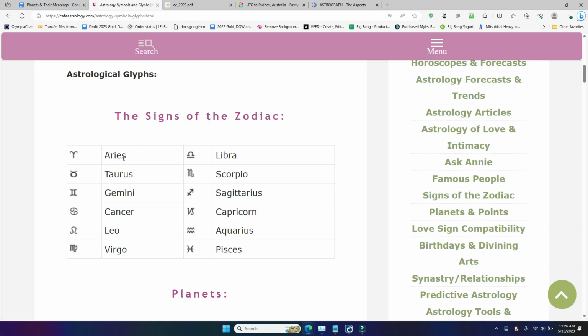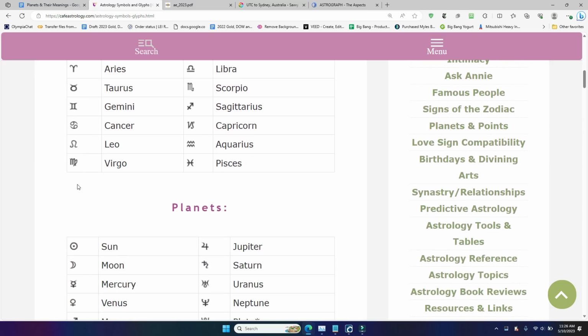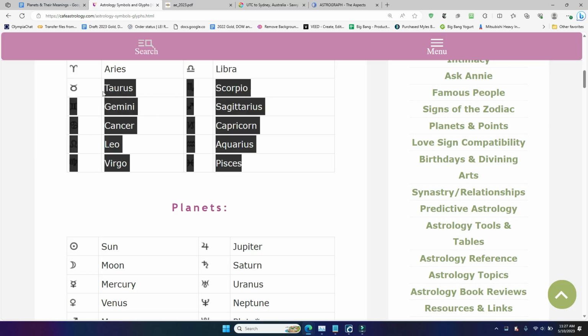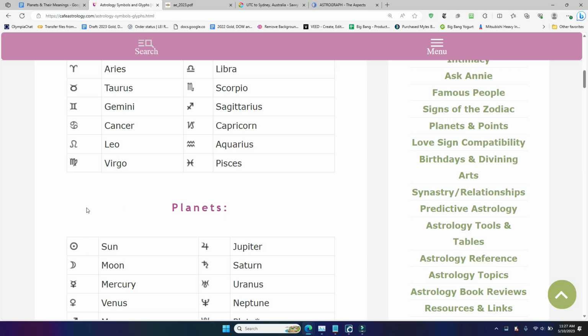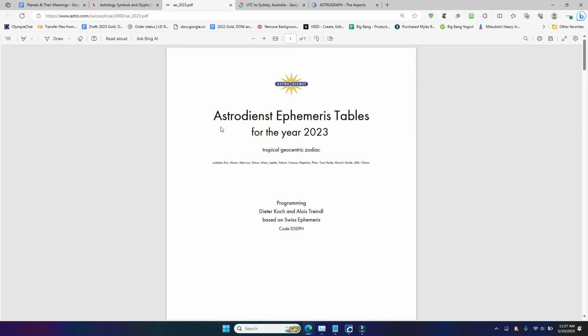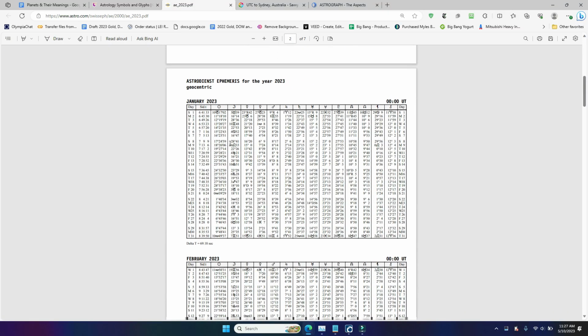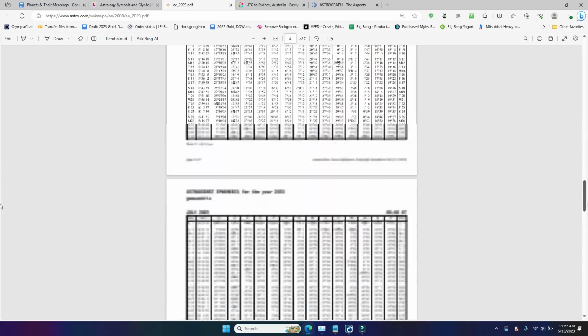I'm going to switch over to the ephemeris very soon, but what you'll notice on the ephemeris is that we generally don't have the wording of the zodiac sign. We're left with glyphs or signs. That's why it's important, if you're using a paper ephemeris, to either have this handy with you, or know what the glyphs and signs are. So this is an ephemeris, and this is for the year 2023. I'm going to go down and show you what an ephemeris looks like.